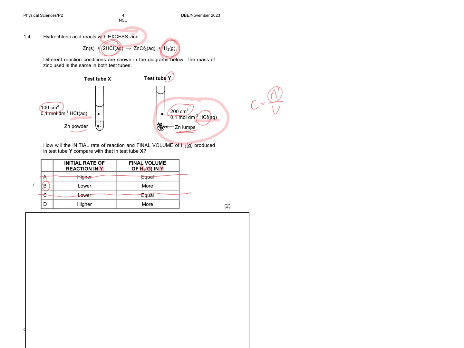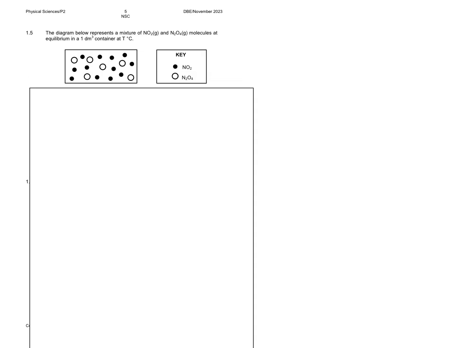If you've done reaction rates at all, you know about collision theory, and you need sufficient energy, which has got to do with the temperature, but also correct orientation. And you're going to get more effective collisions with the powder than with the lumps. The lumps first need to be broken down into powder for the reaction to speed up a bit. So the initial rate of the reaction in Y is going to be slower because it's lumps, but you will make more hydrogen gas because there's more hydrochloric acid, number of moles, in test tube Y because the volume is bigger. Okay, 1.5, it's now a KC question, which is typically question 6 in the exam.